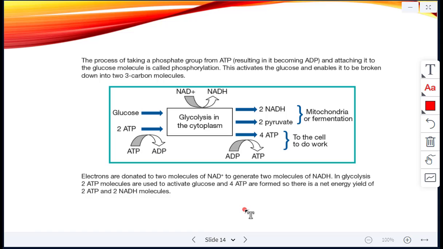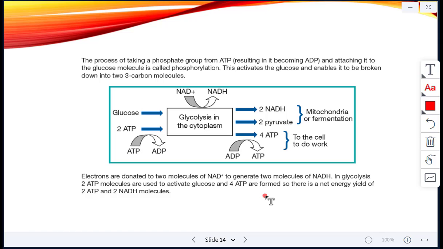And this is just showing that process of phosphorylation, taking that phosphate group from ATP and attaching it to the glucose molecule. That is called phosphorylation. It will activate glucose and allow it to get broken down into those 2 3-carbon molecules. As well, electrons are donated to 2 molecules of NAD plus to form the 2 molecules of NADH.